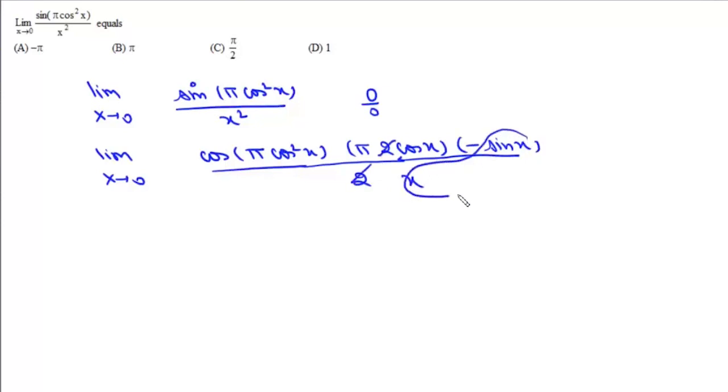Now sin x upon x, when x tends to 0, is 1. Now when we put x as 0, cos pi is minus 1, and then we have this pi, cos 0 is 1, and then we have this minus 1. So the answer to this limit is pi, and that's your option B.